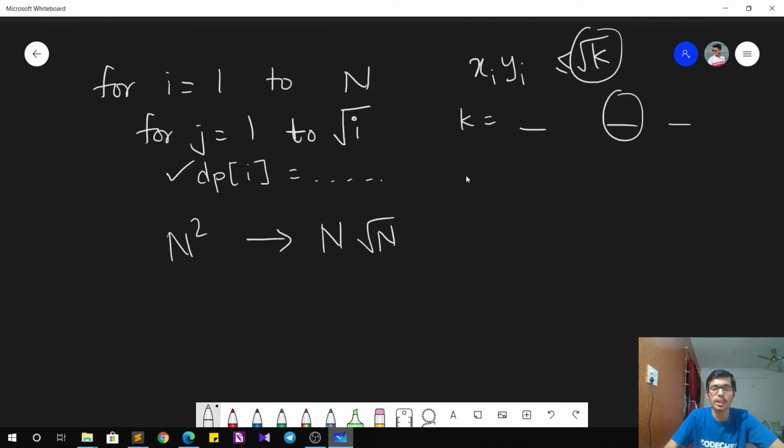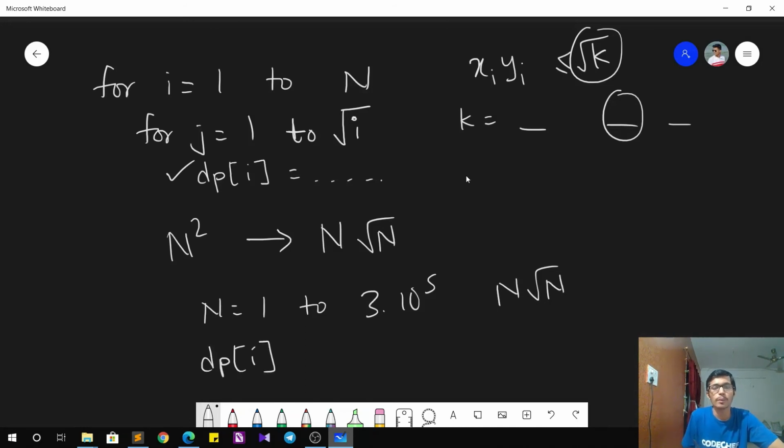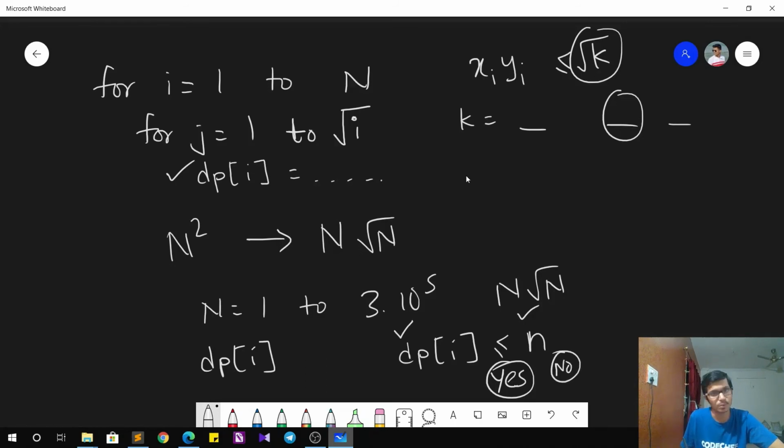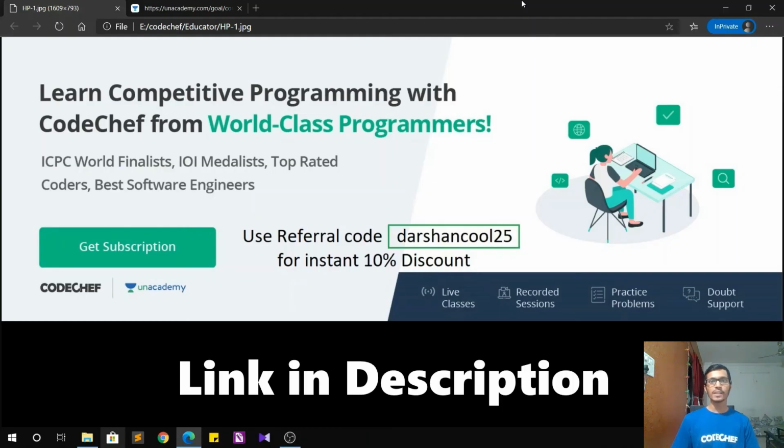So if we pre-compute the answers for all possible n, that is from n equals 1 to 3 into 10 to the power 5, it will take the complexity n root n, and after that we know the answer for each dp of I. So for all the test cases, we just have to check if dp of I is less than or equals to the given n. If this happens, then the answer is yes, because if we can form a sequence of length dp of I, then definitely we can form a sequence of greater length by appending elements, right? Or else the answer would be no. I hope you guys have understood my solution.